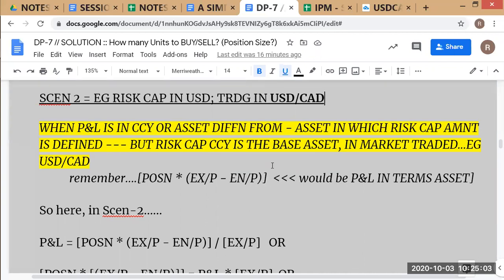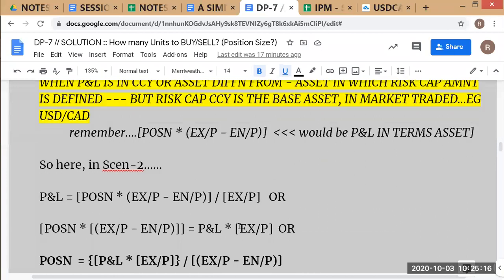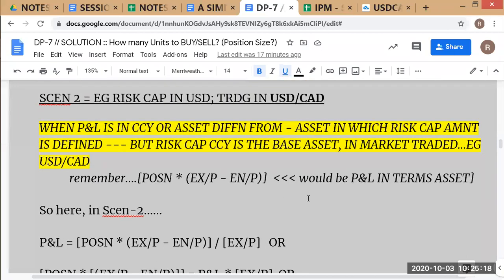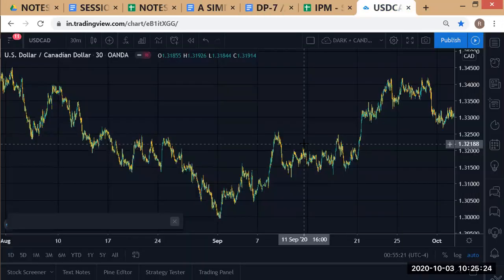That's not good enough for me because I need to convert it into my risk capital currency, which is US dollars. Here you have to once again remember whether you have to divide or multiply. To understand that, you have to first remember what this is. Any dollar Canada rate, what does that mean? Like right now the rate is 1.33.